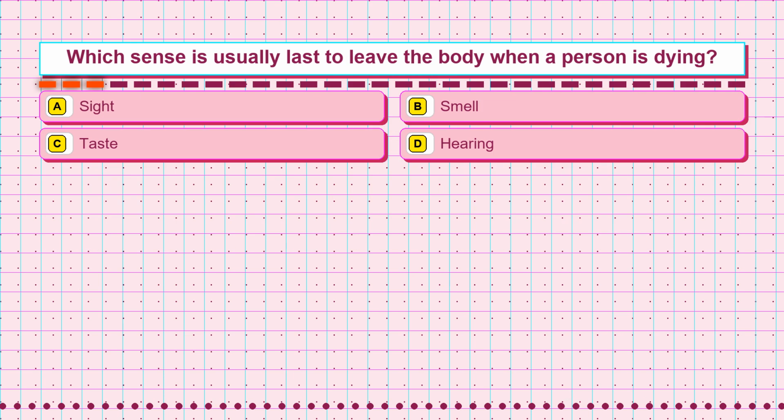Question 19. Which sense usually lasts longest to leave the body when a person is dying? Option A, sight. Option B, smell. Option C, taste. Option D, hearing.